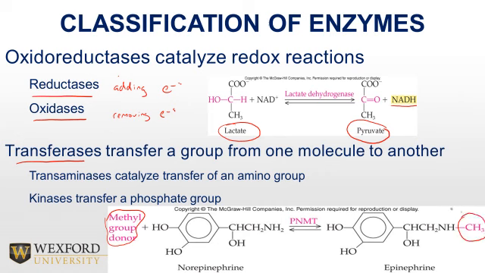So transaminases transfer an amino group. So whenever you hear that, think NH3+. And kinases, this is an important one, transfer a phosphate group. We're going to run into a whole bunch of very important kinases, and there's usually energy involved here.